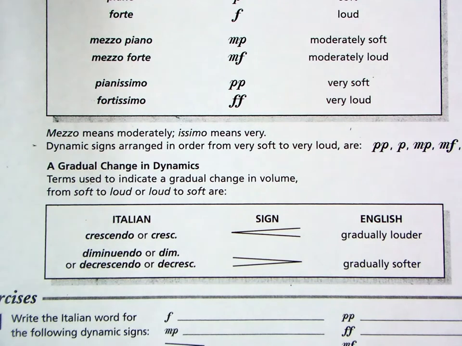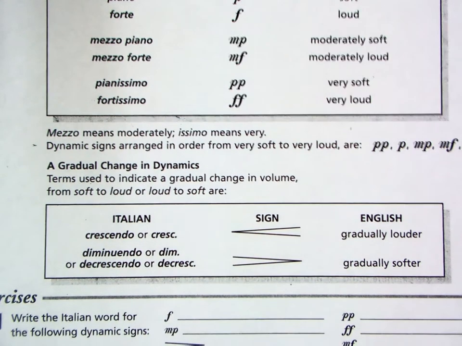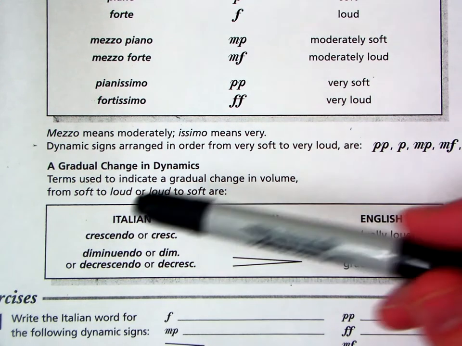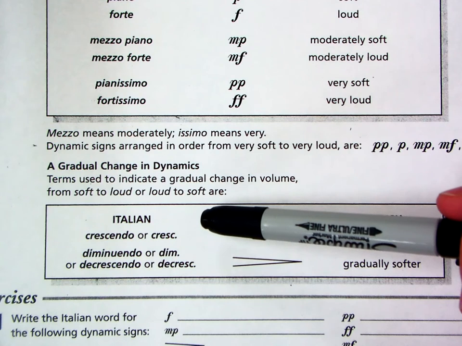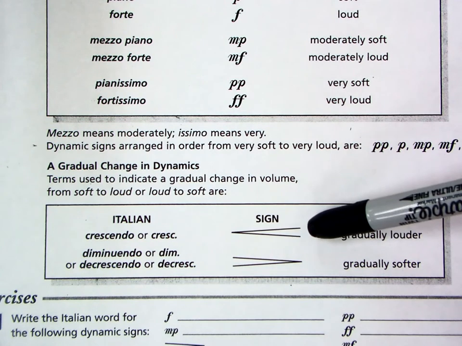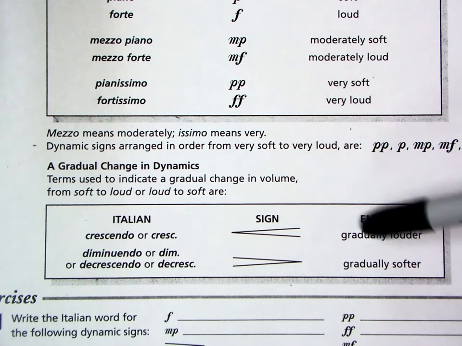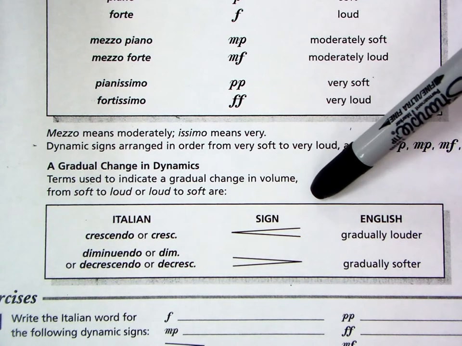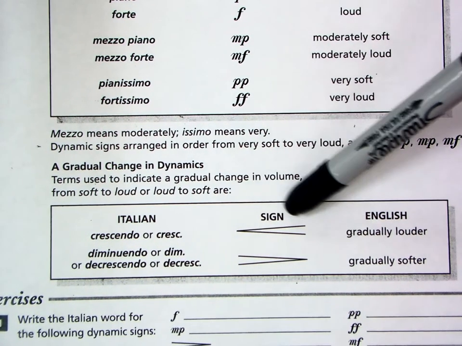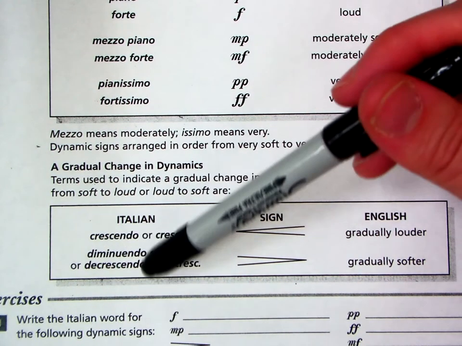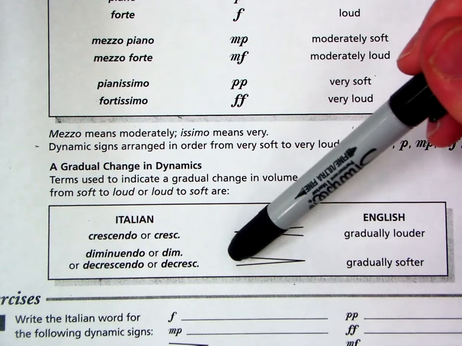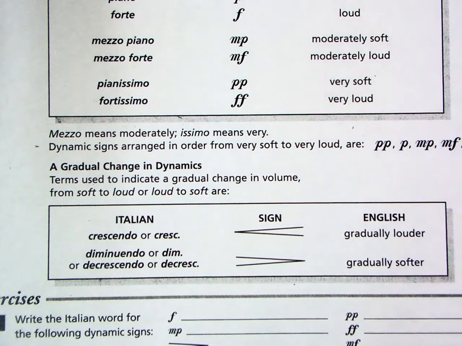We also have some other symbols that we need to understand. So, a gradual change in dynamics. Terms used to indicate a gradual change in volume from soft to loud or from loud to soft are the following. So we have crescendo, abbreviated CRESC period. This is the sign we see underneath the music, and it means to gradually get louder. So we want to think about the closed side of this symbol being the softest and the open side being the loudest. So we'd go from soft all the way up to loud. The opposite is diminuendo, dim, or decrescendo, D-E-C-R-E-S-C. And that starts loud and gets softer, so gradually softer.